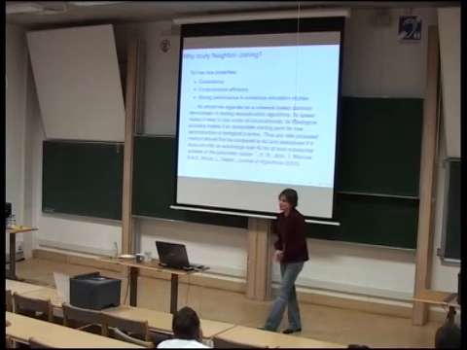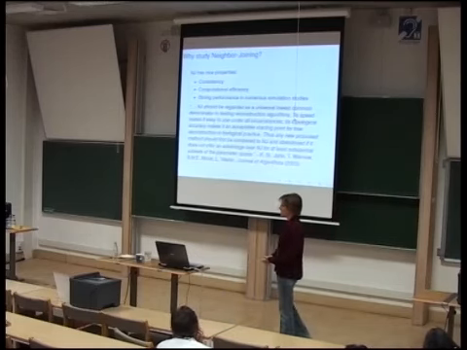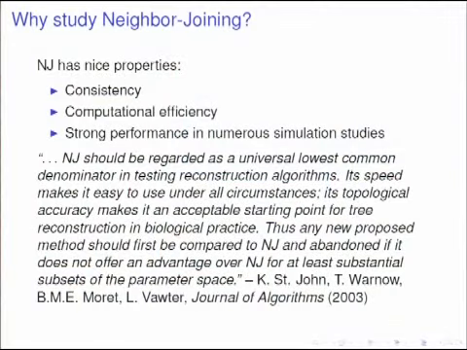So we've heard a bit about neighbor joining already, and luckily I don't have to cover it all again, but there are some reasons why neighbor joining is interesting to study. It has some nice properties. One of those, as we've already heard, is that it's consistent. So as sequence lengths increase, it will construct the correct tree. It's computationally efficient, as Tandy pointed out, it's polynomial time. And it also has a good track record of working quite well in simulation.